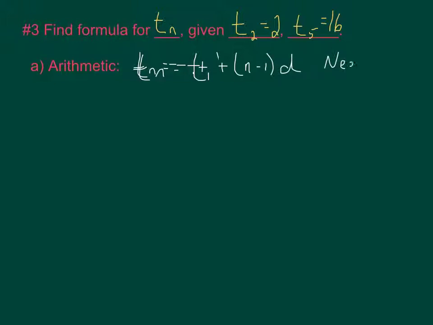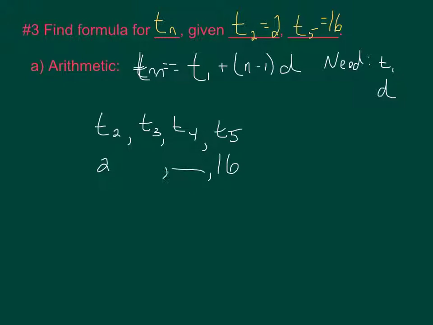Now, to write a formula in this form, you need two things. You need T1 and you need d. Those are the two things that you need, and we don't have either. Let's see if we can figure them out. Well, I do know what T2 is, so I'm going to write that. T2 is 2. I don't know T3. I sadly don't know T4, and I do know T5. It's 16. I'm going to put blanks in those places. Oh, also, I don't know T1. And that's sad because I need to know T1.